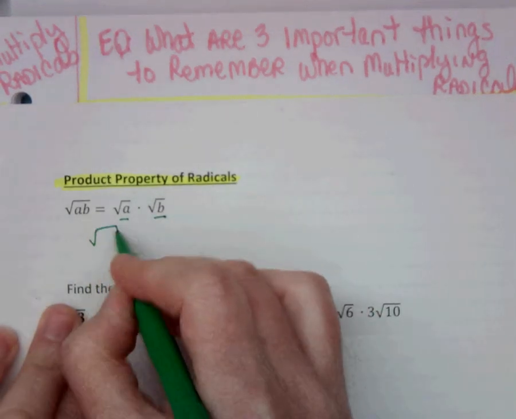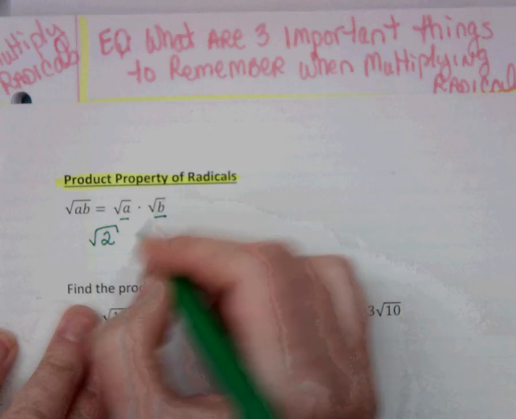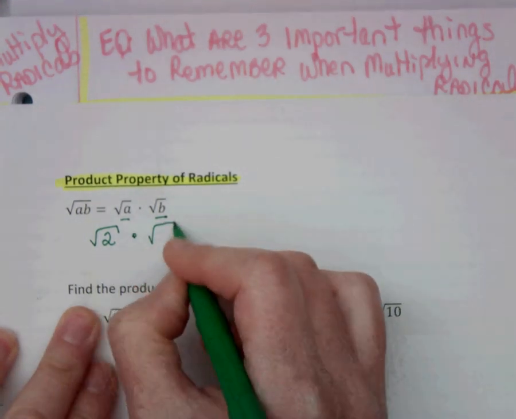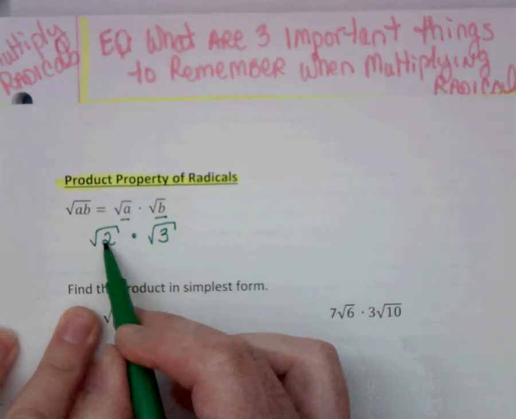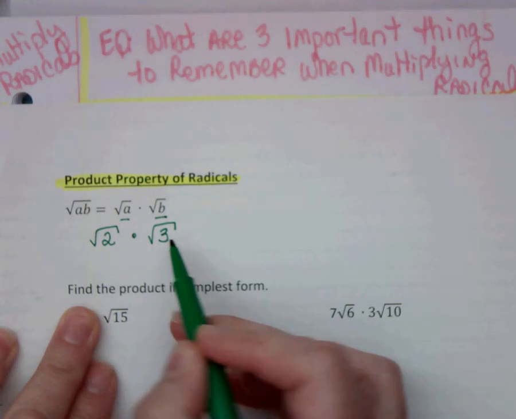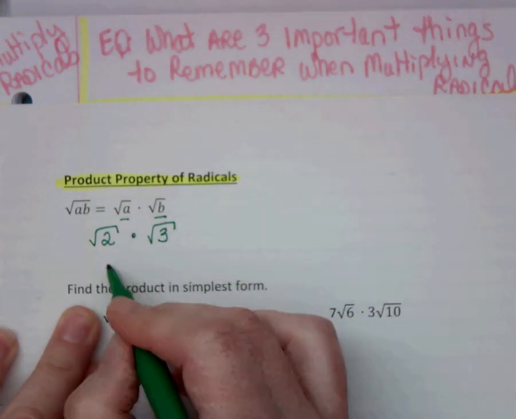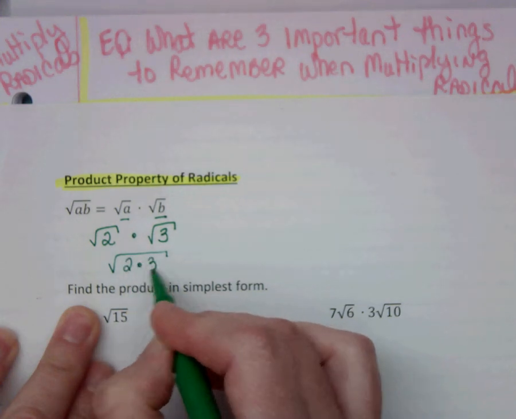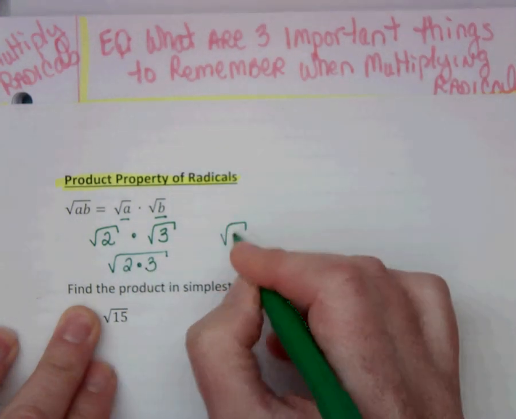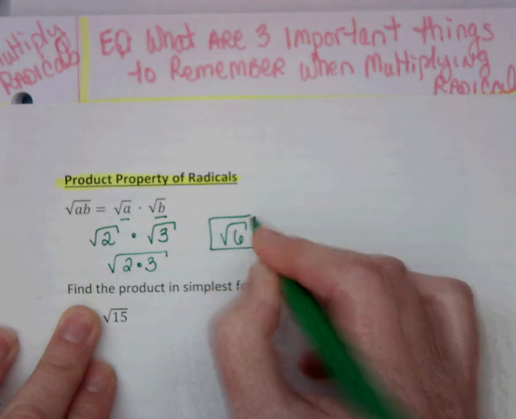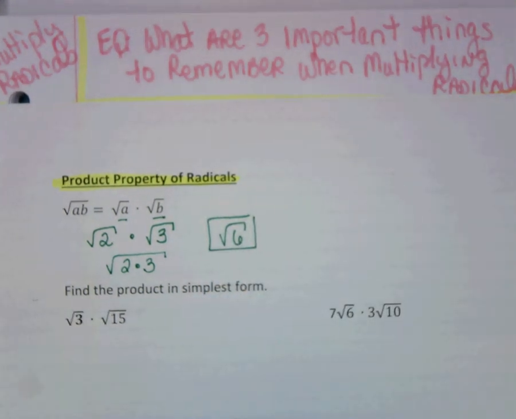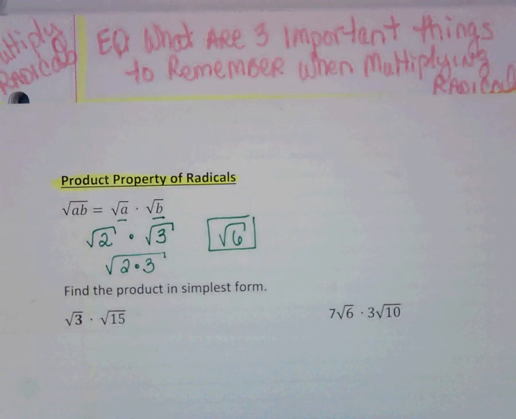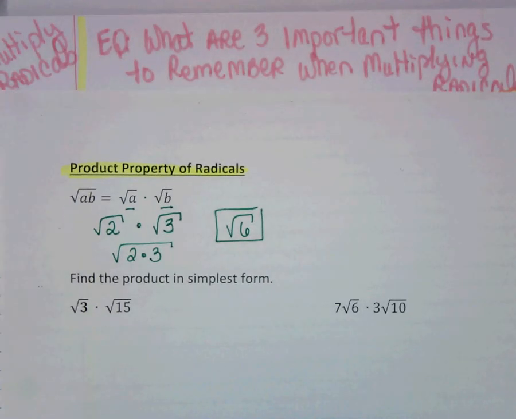Here's an example with numbers because I think it makes a little more sense. The square root of 2 times the square root of 3. These are both radicands. And so this property is telling us that we can just take those two radicands and multiply them together. They do not have to be like radicals in order to multiply them. So this would actually be the square root of 6. Everything's simplified, nothing else we need to do there.